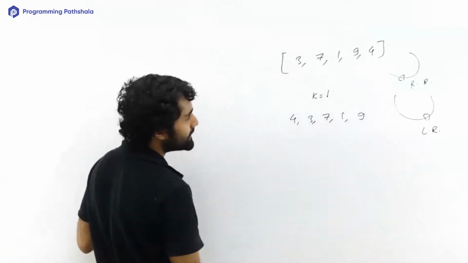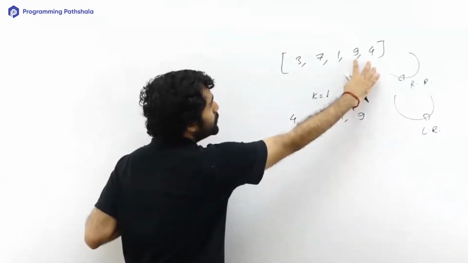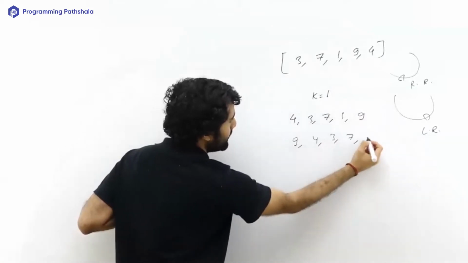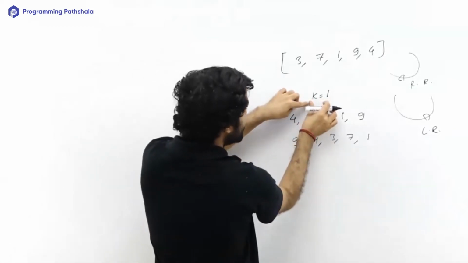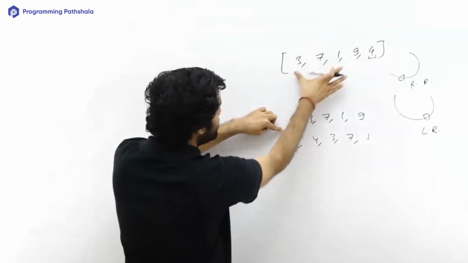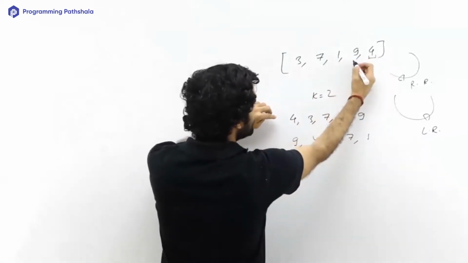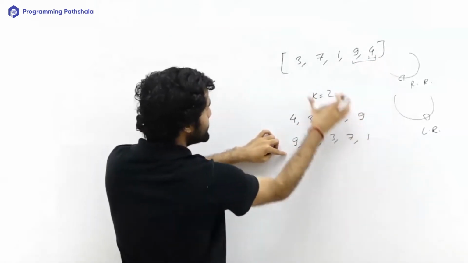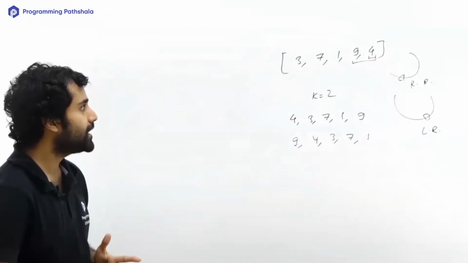On the other hand, let's say you wanted 2 units of right rotation. In that case, 9 and 4, both of them would have come and sit at front, and this is what you would have got. So what we can say is, if the value of k is 1, then the last one element comes and sits at the front. Everything else remains same. And if let's say the value of k is 2, then the last two elements come and sit at the front, and everything else stays the same. So that is how rotation happens.